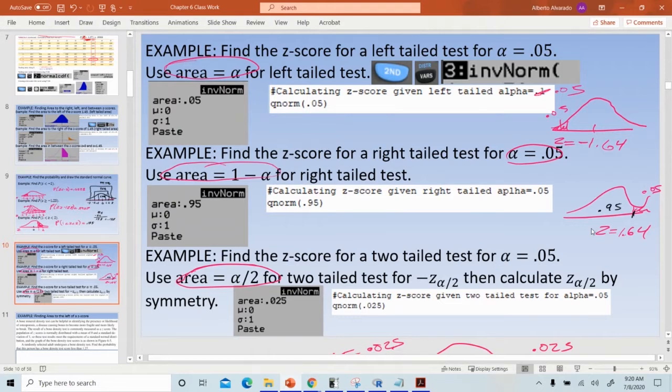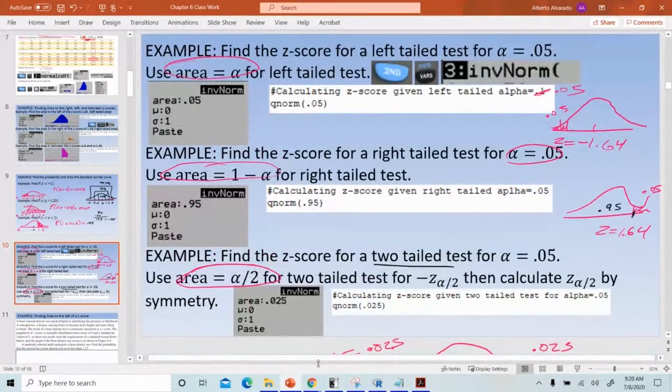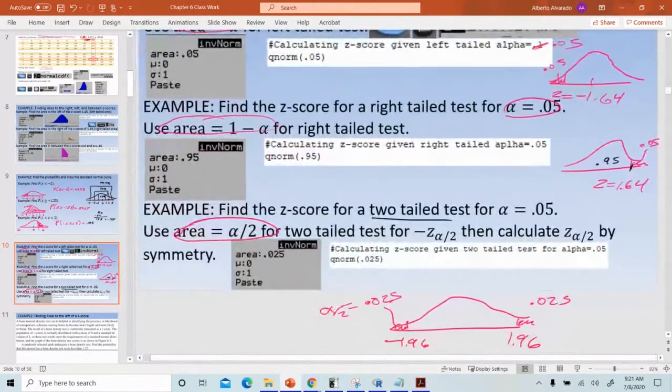And then finally, your area of alpha over 2, or your two-tailed test. I think the picture is kind of hard to see here on the bottom, but your two-tailed test is going to look like this, and that means the total area on both sides is going to be 0.05. So each side divided by 2, you get 0.025. Therefore, to find this z-score, you're just going to do inverse norm of 0.025. So for a two-tailed test, you do the alpha divided by 2, and then do inverse norm of that.